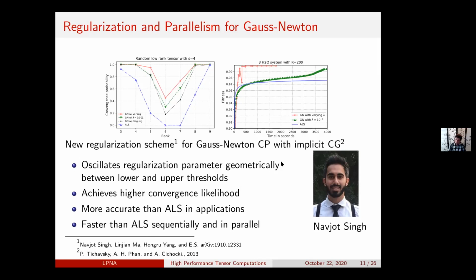So we never actually form this matrix, that's number of degrees of freedom by number of degrees of freedom, that is our Gauss-Newton Hessian, but only compute Hessian matrix vector products, and do those via tensor contractions, and then parallelize those tensor contractions via Cyclops. This is how we get an efficient parallel implementation of this method, which we believe is the first parallel implementation of a Gauss-Newton method for CP decomposition. And the idea of this implicit solve is based on this 2013 paper by Tichovsky, Fan, and Kichoki.